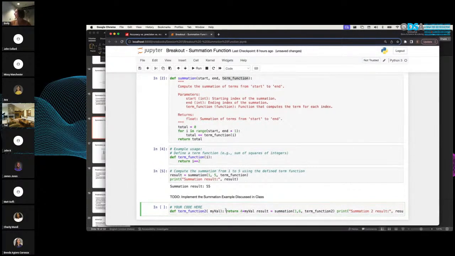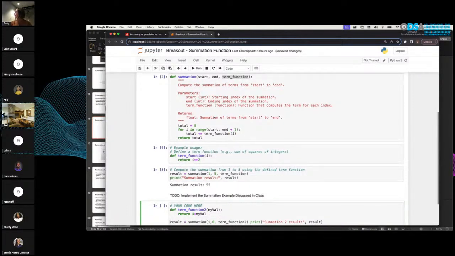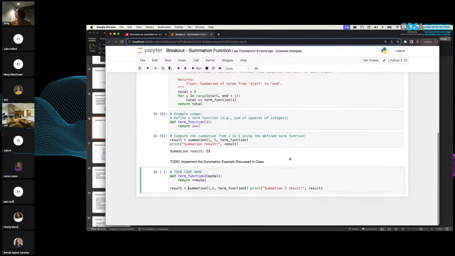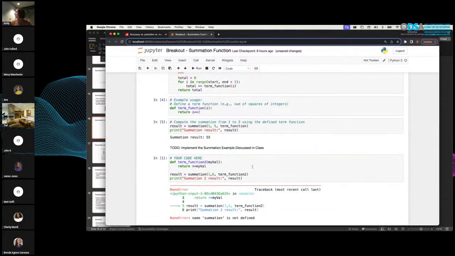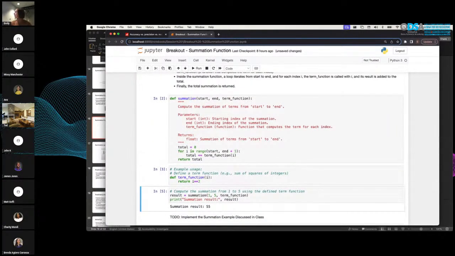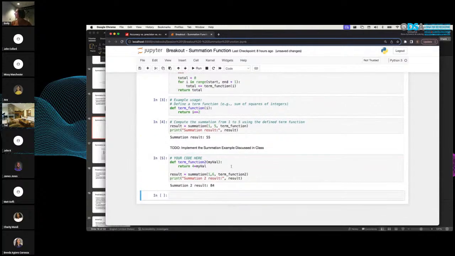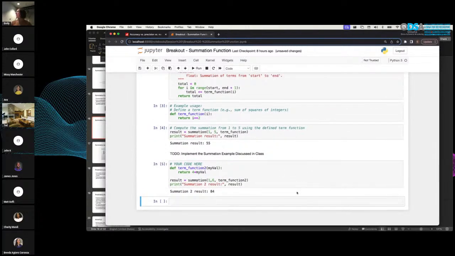All right, we created a function here called term function 2 that takes in a value my_val, and it returns 4 times my_val. And so our result is going to be equal to summation. We're calling the summation function, starting at 1, passing 6, and then calling term function. And then we're going to print it. I have to run my cells. Here we are, the result is 84.